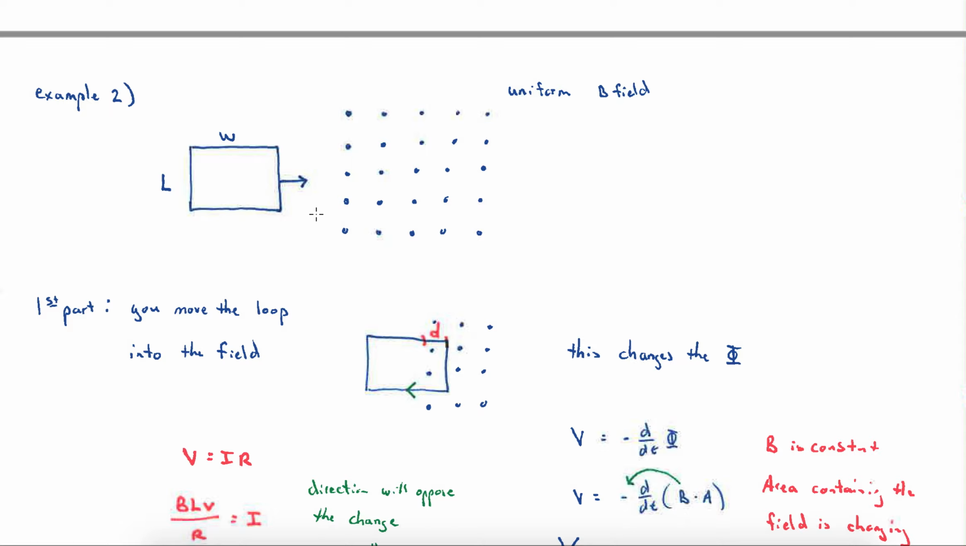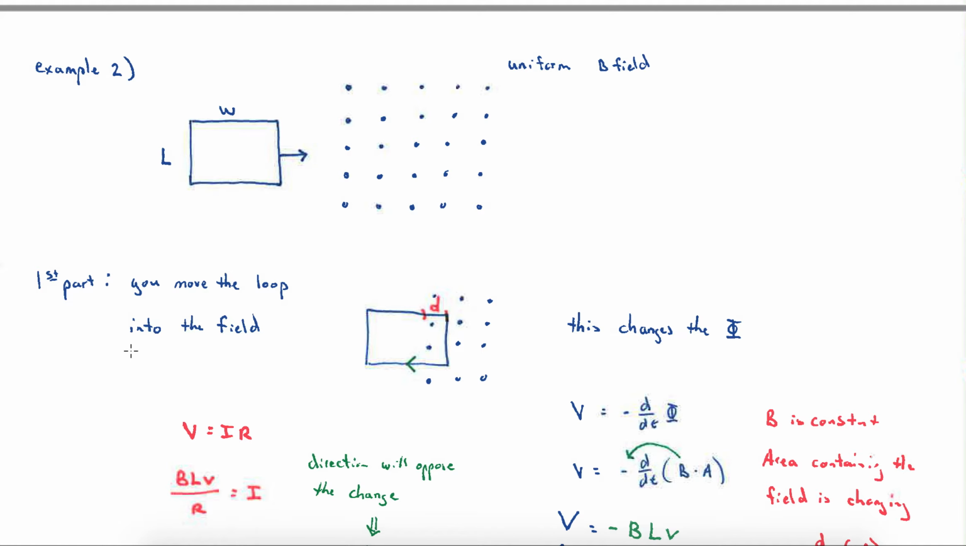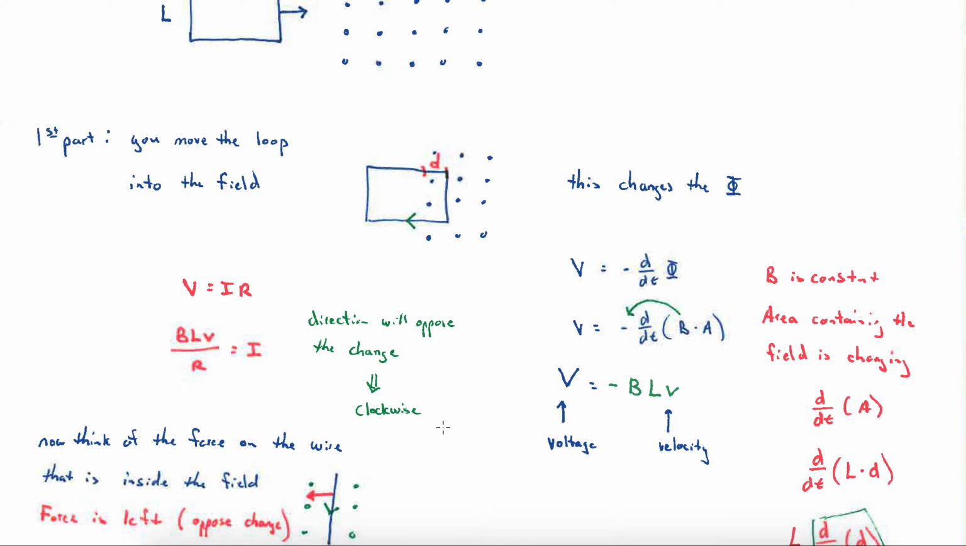Example 2. Currently, here's a loop, and it has no flux. See how there are no field lines going through that loop? And what you're going to do at first is move the loop into the field, whoom, and you're going to give it flux. Thus, a rate of change of the flux will then produce a voltage, which will produce a current.